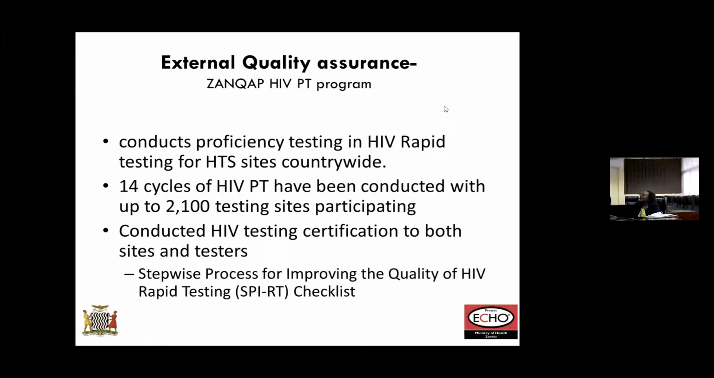The ZANGAP in-house, in-country program conducts proficiency testing in HIV rapid testing for HIV testing sites countrywide. They've had 14 cycles since the program started, and up to 2,100 testing sites are participating in this program. They also conduct HIV testing certification for both sites as well as testers, and they have developed a stepwise process checklist, which they use when they are taking the certification activities.